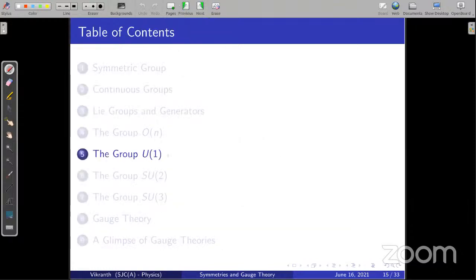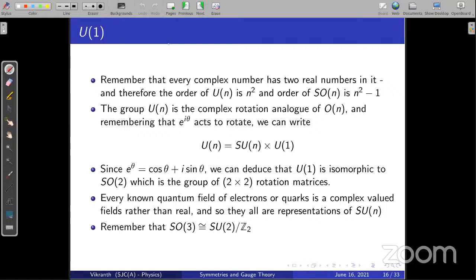Next we're going to talk about the group U1, which is the unitary matrix of 1 dimension. I won't be getting into the details of all of this because it gets a little complicated and you might lose interest pretty soon. But a few things I'd like to mention: the order of U of n is n squared, but the order of SO(n) is n squared minus 1. So it's 1 less than that. And that minus 1 is because of this U1 rotation here.